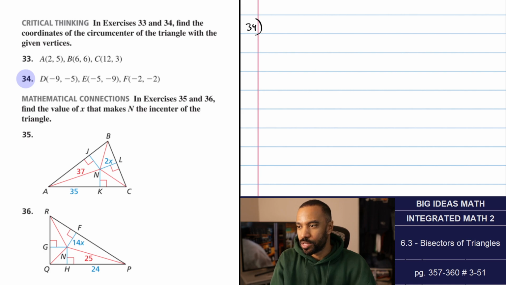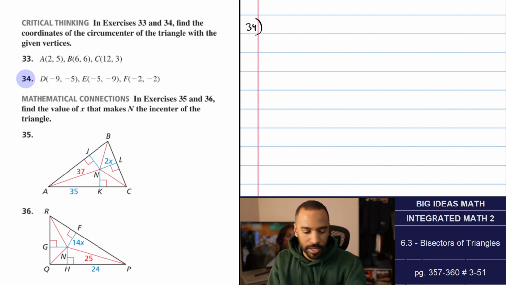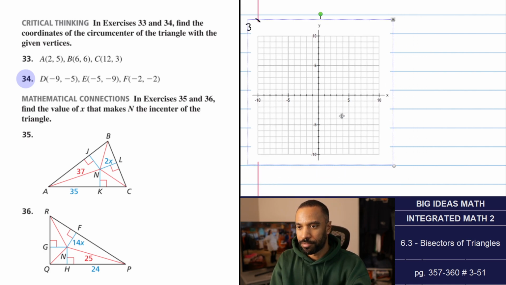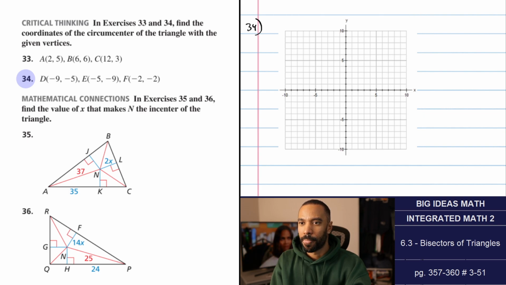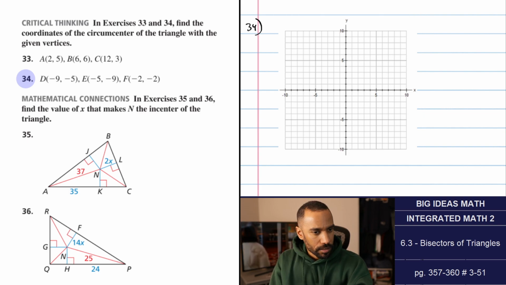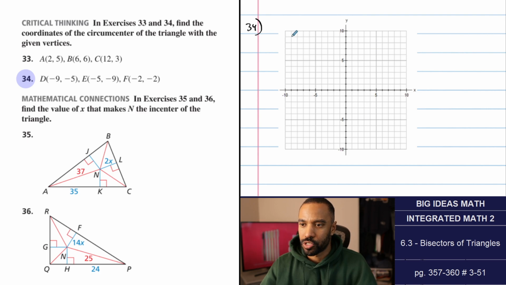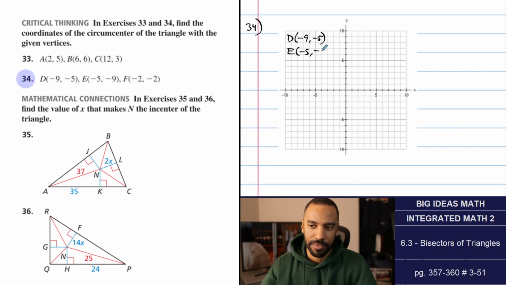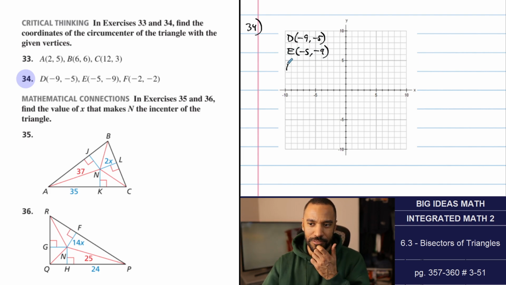Let's see if this one goes any better here. I'm going to bring in a graph, and we get this is the third quadrant. So D is at negative 9, negative 5. E is at negative 5, negative 9. And F is at negative 2, negative 2.